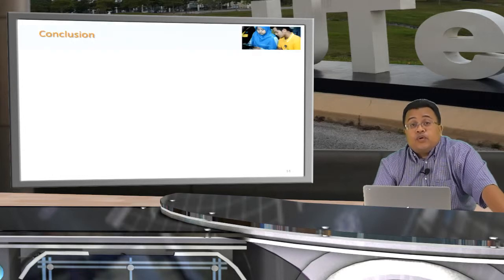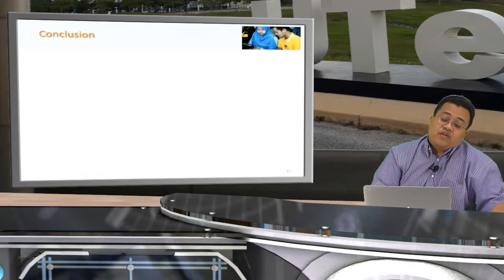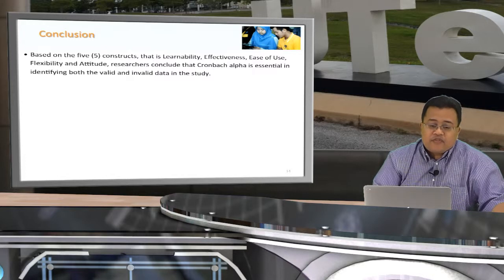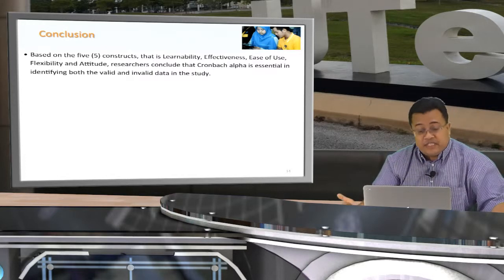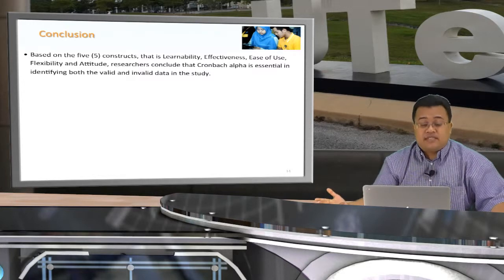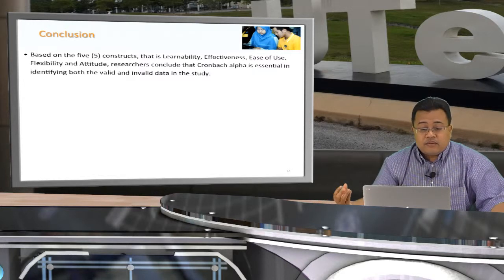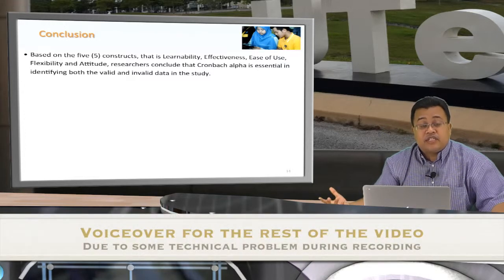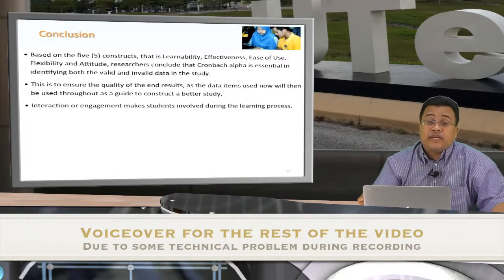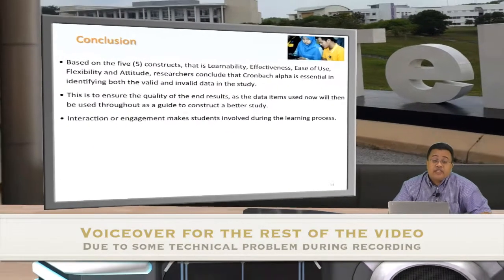Okay, now we move to the final part of the presentation, the conclusions. Based on the 5 constructs that we measure, which are learnability, effectiveness, ease of use, flexibility, as well as attitude, we conclude that Cronbach's Alpha is essential in identifying both the valid and invalid data in the study. Meaning that we can use the result from this initial study for further study.